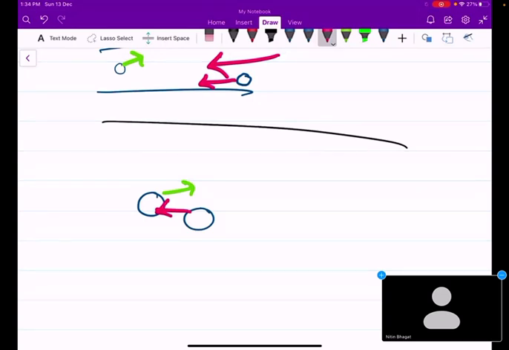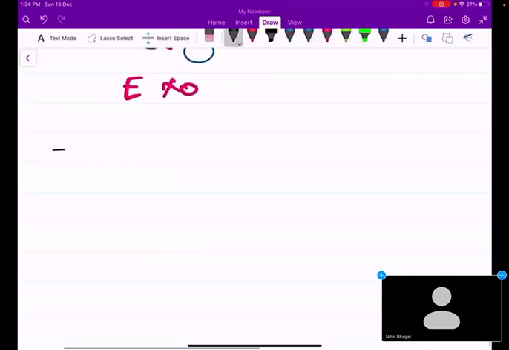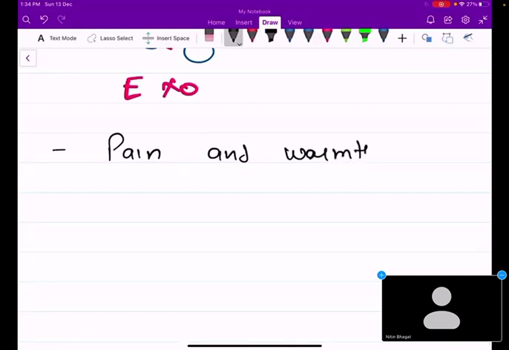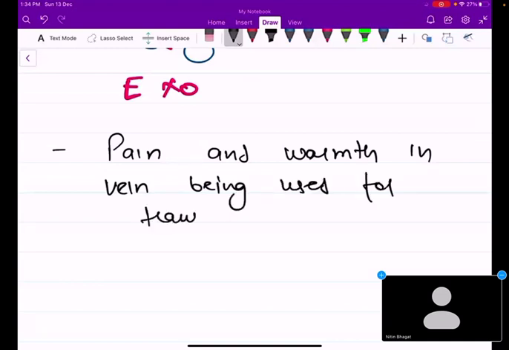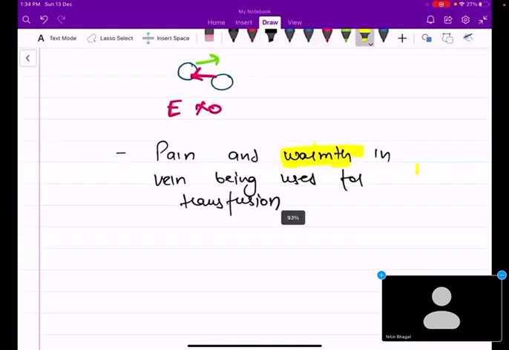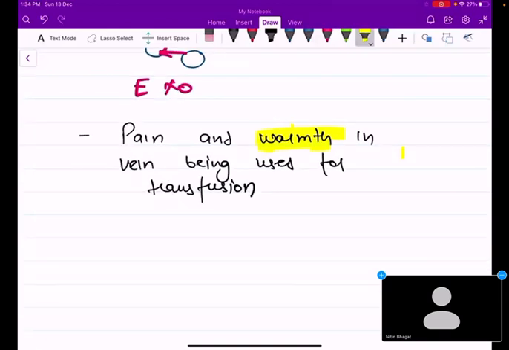Fine. So this reaction is exothermic. So a conscious patient will say that I am having pain and warmth in the vein being used for transfusion. Pain and warmth in the vein being used for transfusion. Warmth. मैंने अभी बताया ना, दोनों लड़ पड़ेंगे, गर्मा गर्मी होगी. तो जब गर्मा गर्मी होगी, patient will say, I am feeling severe pain and warmth in my vein.